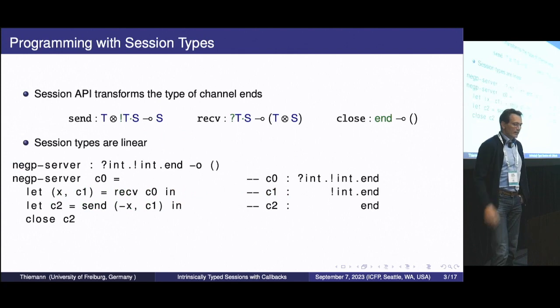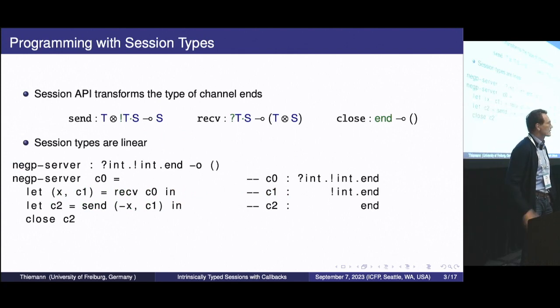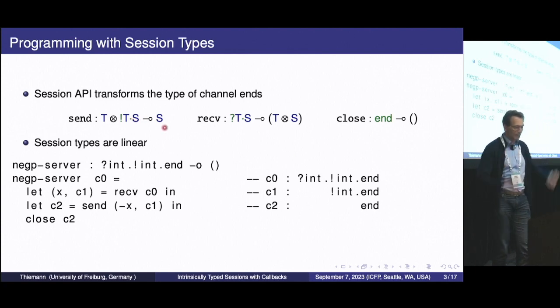A typical API for session types transforms the types of channel ends. For sending, you take the value that you want to send, paired with a channel that is ready to send something and then continue as S. The act of sending turns that pair into just the continuation session, the rest of the communication channel, which runs the rest of the protocol.